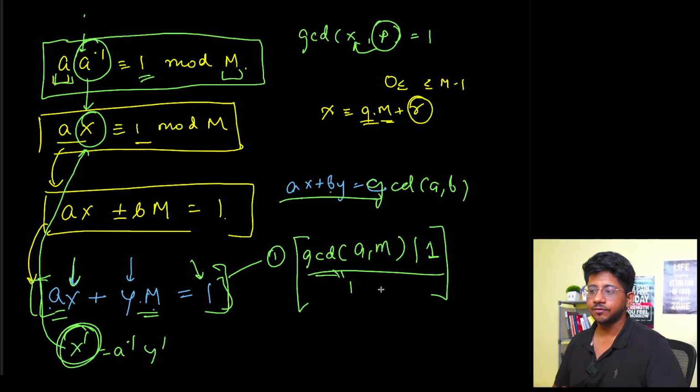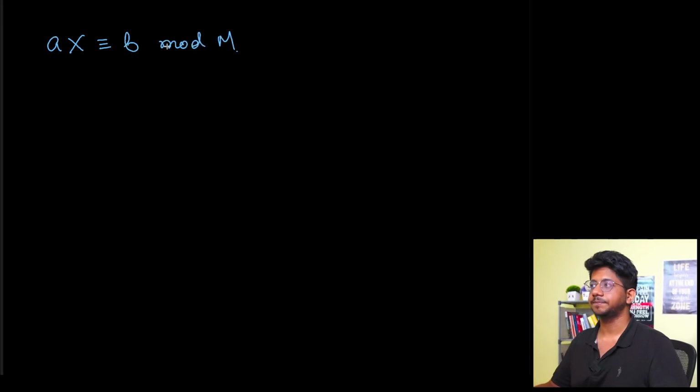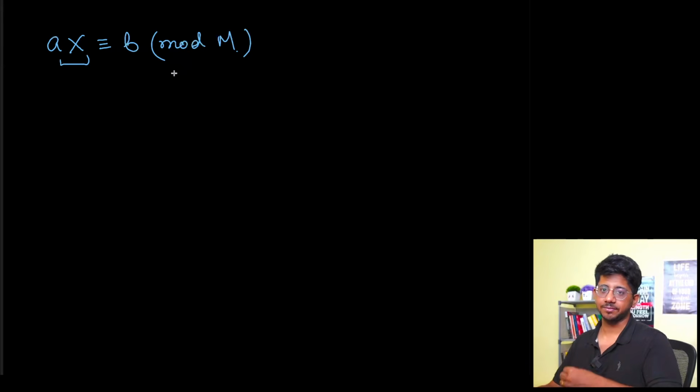Okay, so now we are done with inverses, right? Next we will move to a general equation called linear congruence, which is nothing but a times x is congruent to b mod m. Okay, what does this particular congruence mean? It's nothing but there is a variable x which we don't know, but a times that, when we take the remainder with m, is going to give us b mod m. Okay, b remainder with m. That's it. This is what this is saying.